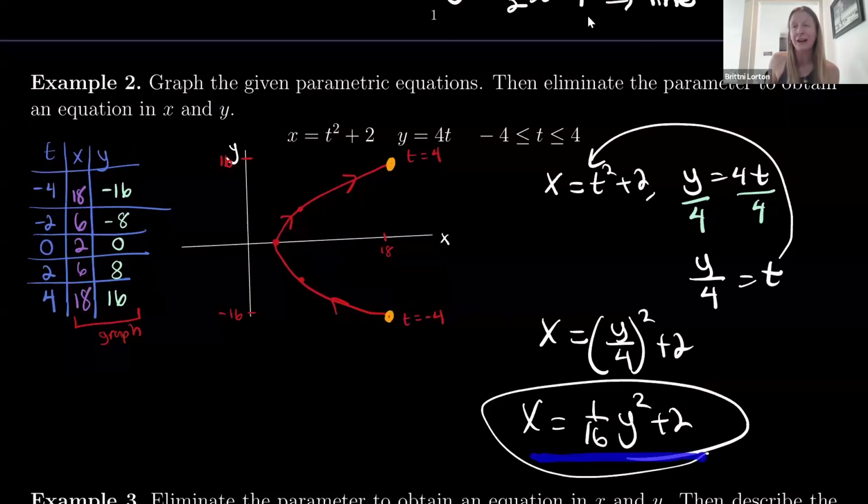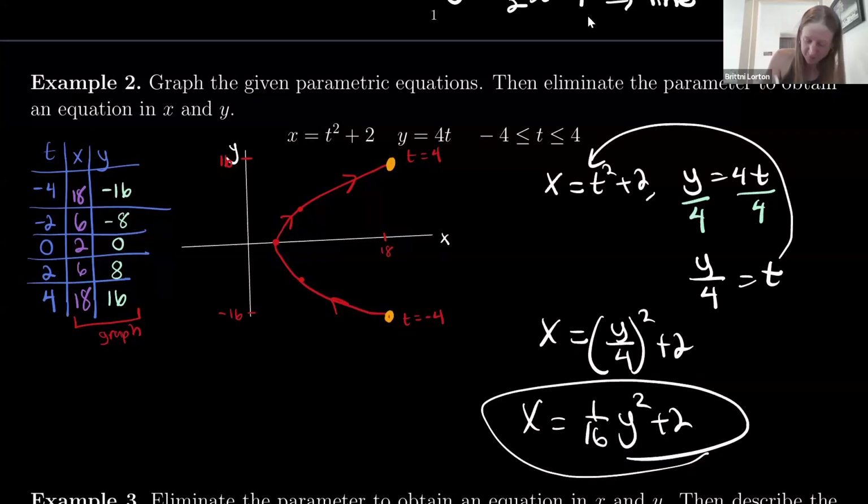So I have eliminated the parameter, and hopefully you notice the shape there. That is the equation for a sideways parabola, which makes perfect sense. I had a sideways parabola here. Ta-da! Let's do it again.